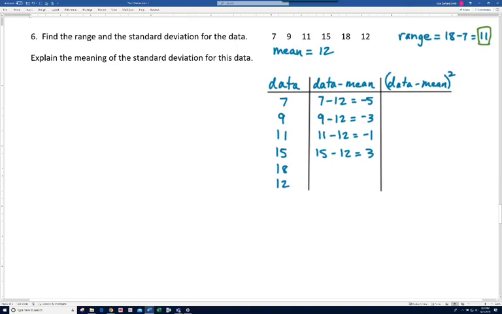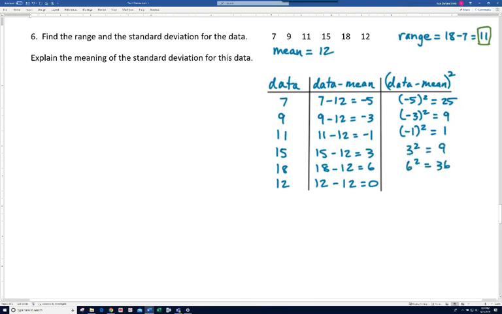Notice 15 is 3 above the mean. 18 is 6 above the mean. Of course, 12 is the mean, and so there's no difference there. Or the difference is 0, I should say. So let's go ahead and square our values. Negative 5 squared is 25. Negative 3 squared is 9. Negative 1 squared, of course, is 1. 3 squared is 9. 6 squared is 36. 0 squared is 0.